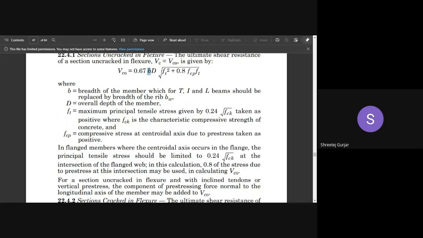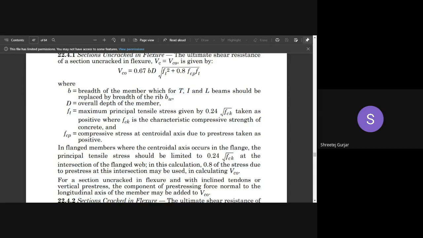Here this particular B is nothing but the breadth of the member. If it is rectangular, it is B. If it is a T section, an L section, or an I section, instead of B you have to consider BW, the breadth of the web. Breadth of the web we need to consider, BW, if it is a T section, I section or L section.